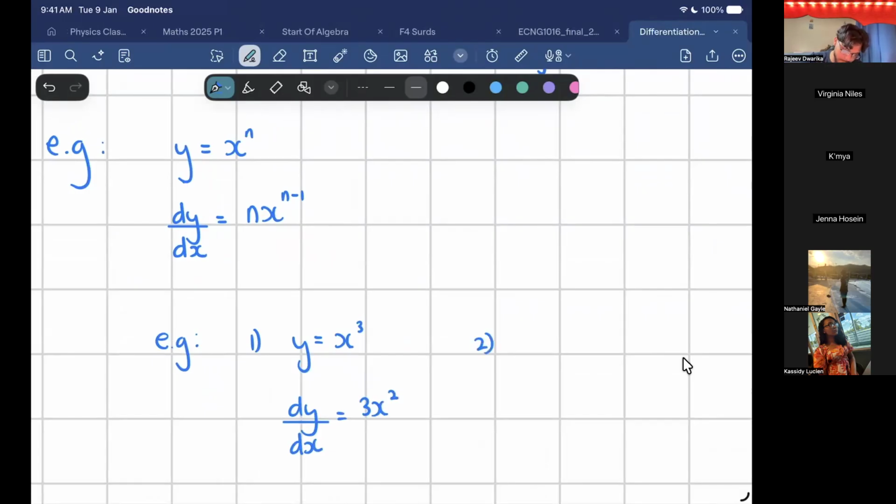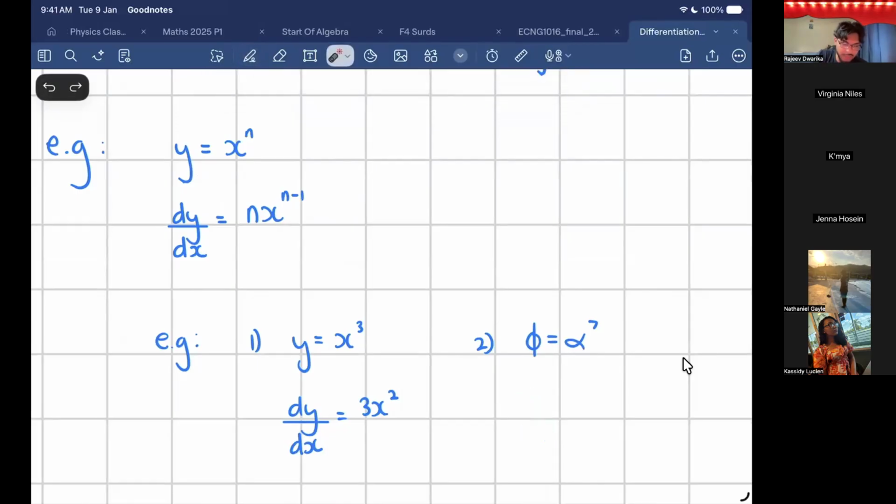If I had something like phi is equal to alpha to the power 7, Nathaniel, how would I write the notation for that? Would I write dy dx? Sorry, sir, could you repeat? Like we catch Nathaniel lacking there? Yeah, sir, you caught me lacking, sir.